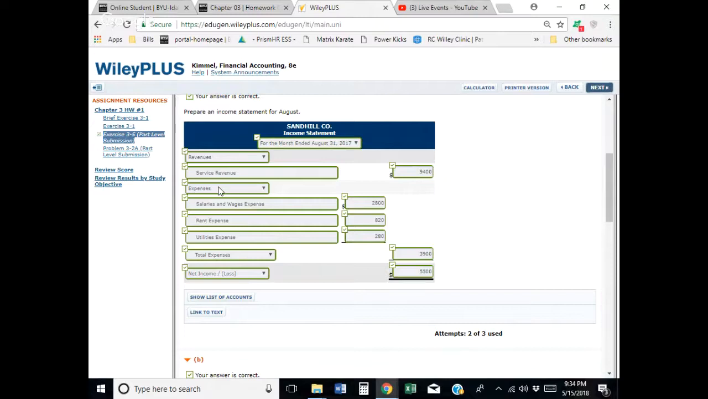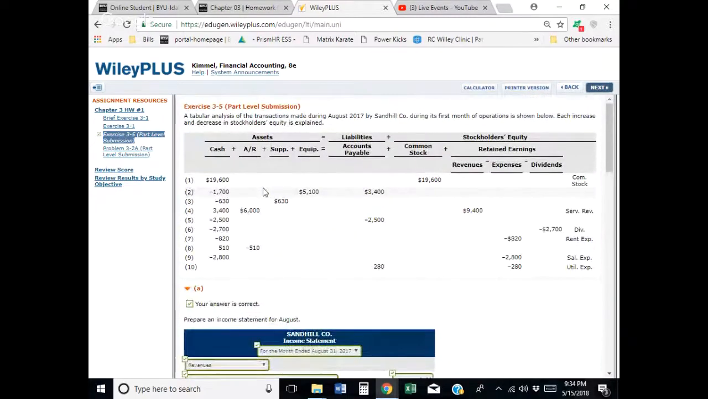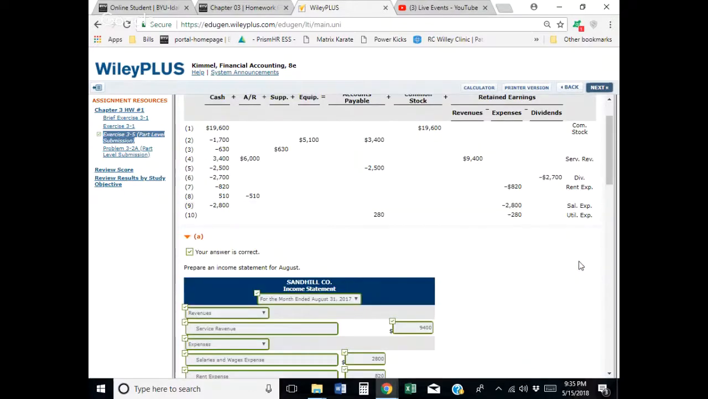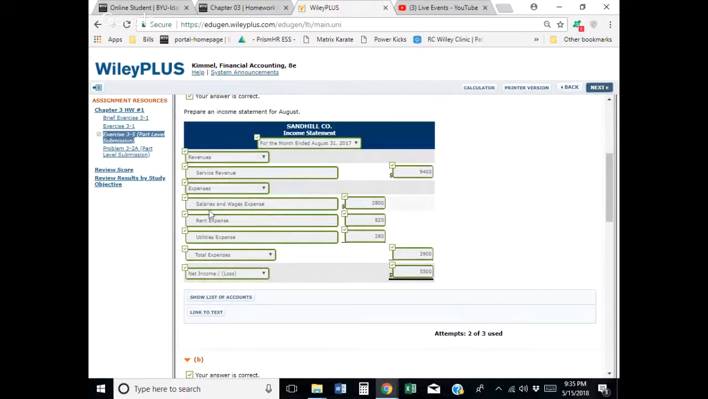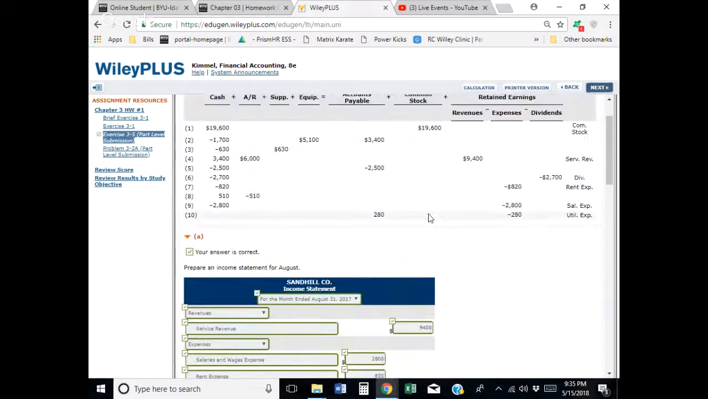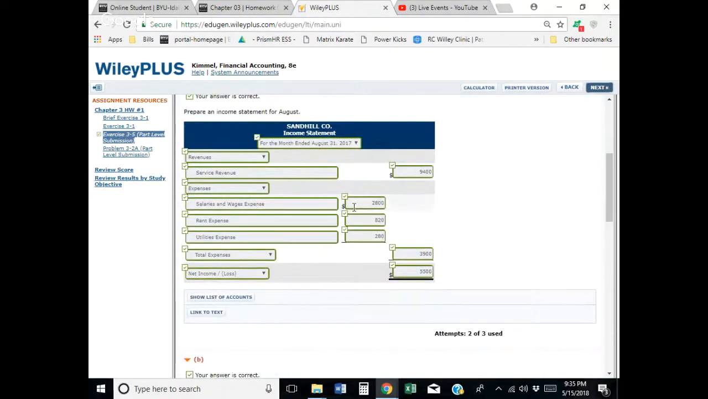Next, you have the expenses. Again, click there, drop down menu. There's 3 different expenses. What I did is I listed these in descending order, meaning I started with the highest first. This is the salaries and wages expense. Come back over here to get the amount: $2,800. So $2,800 right here.